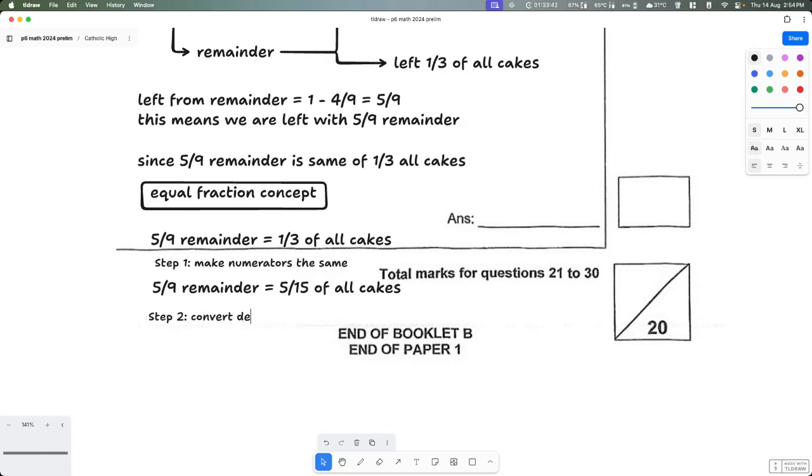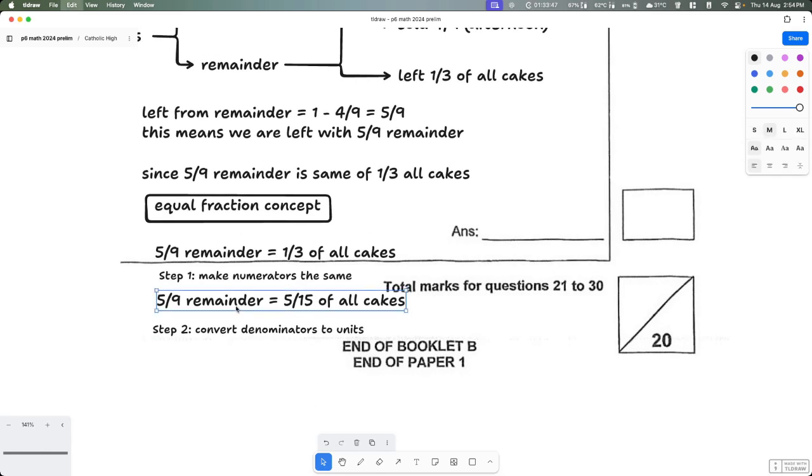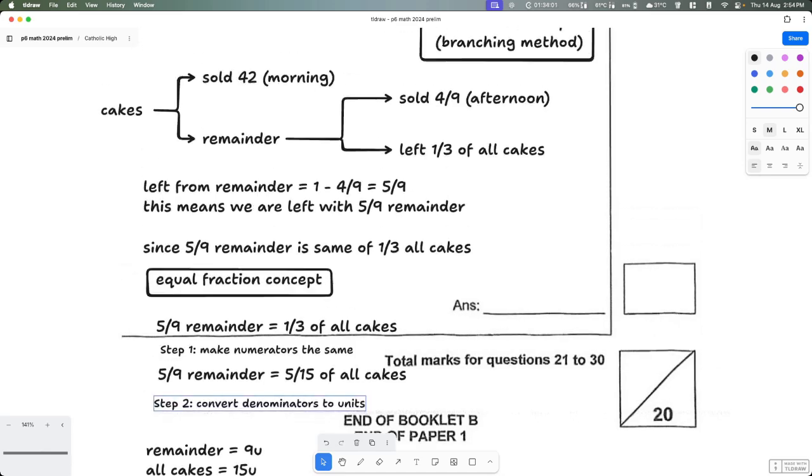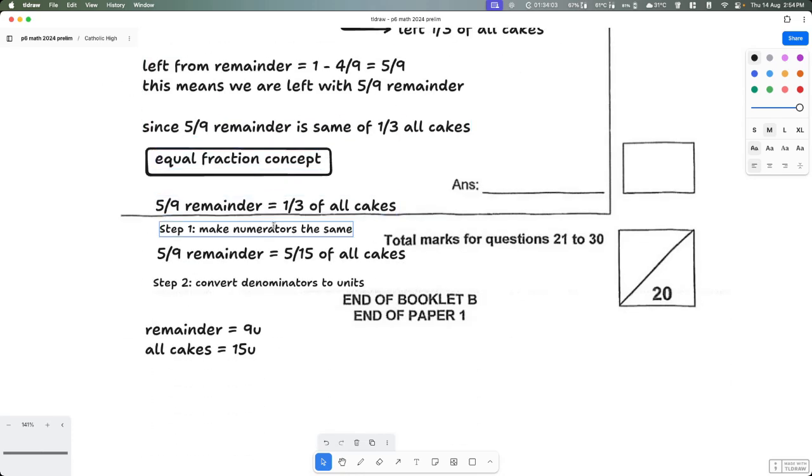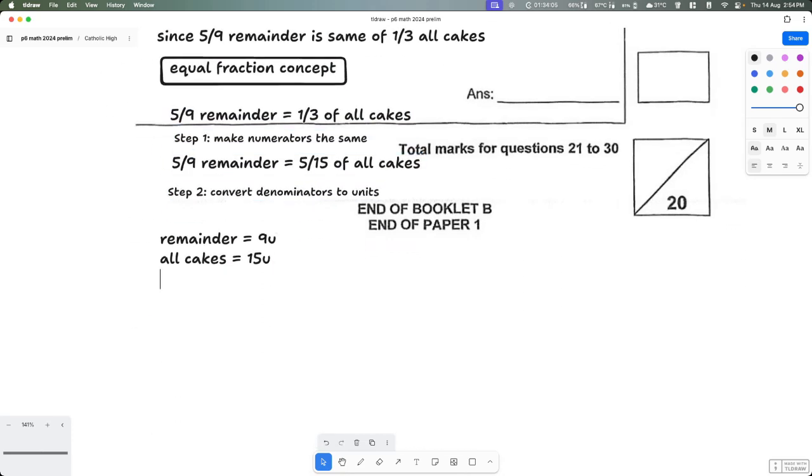So step 2, we'll convert denominators to units. So that means the remainder over here is equal to 9 units, and then total or all cakes is equal to 15 units. Okay, so now we know that remainder is 9 units, all cakes 15 units. So that means morning sold in units is equal to 15 minus 9 is equal to 6 units. So that means 6 units.